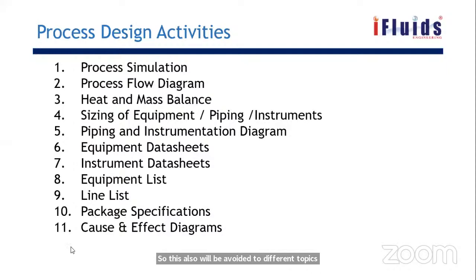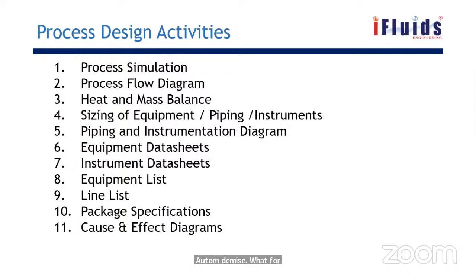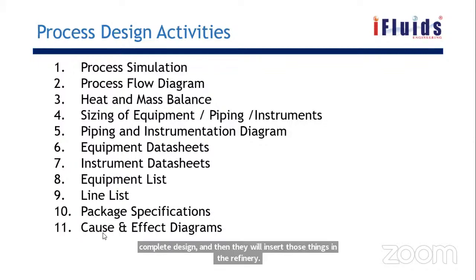They will say, I need 20,000 meter cube per hour of DM water, demineralized water, for my production unit. They will give this specification and the seawater specification. That particular licensing package company will do the complete design and install those things in the refinery. And then the cause and effect diagram.